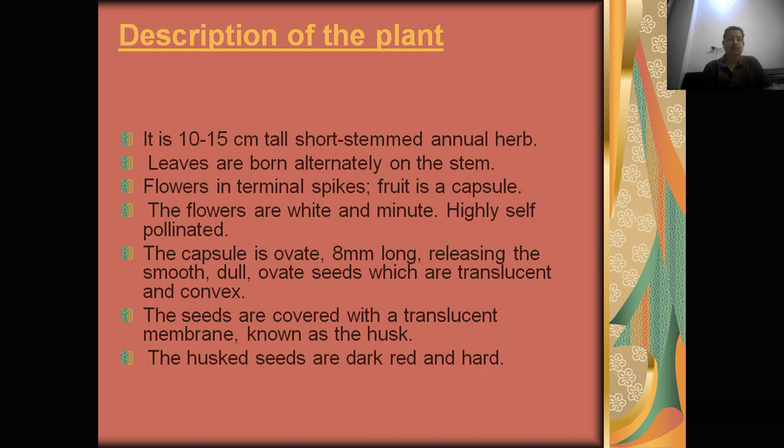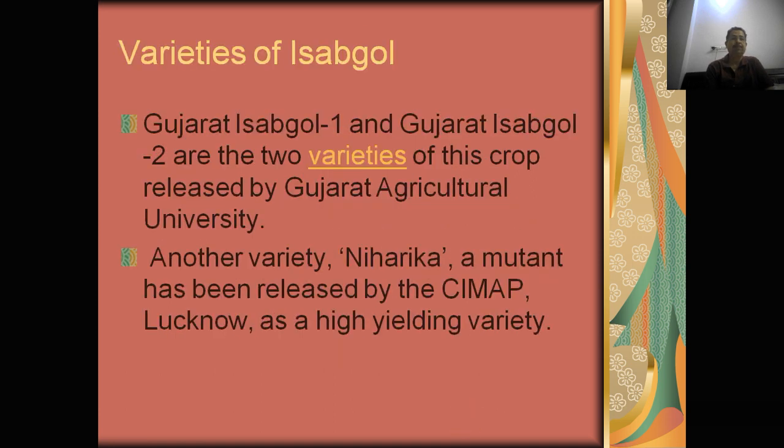The capsule is ovate, 8 mm long, releasing the smooth, dull, ovate seeds which are translucent and convex. The seeds are covered with translucent membrane known as the husk. The husk seeds are dark red and hard.